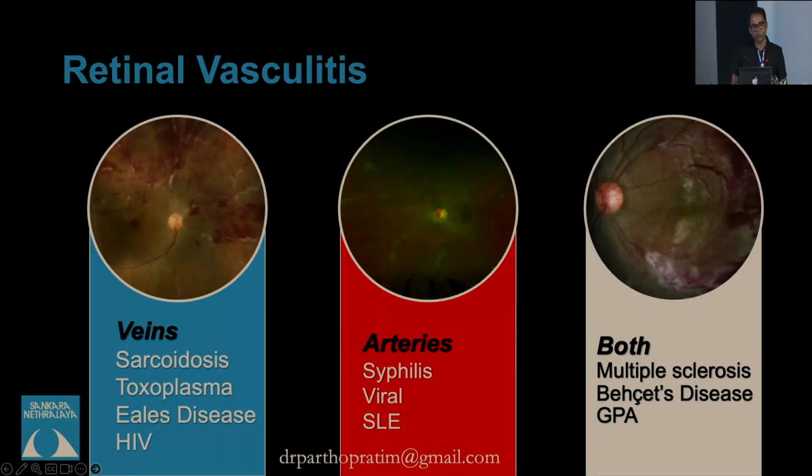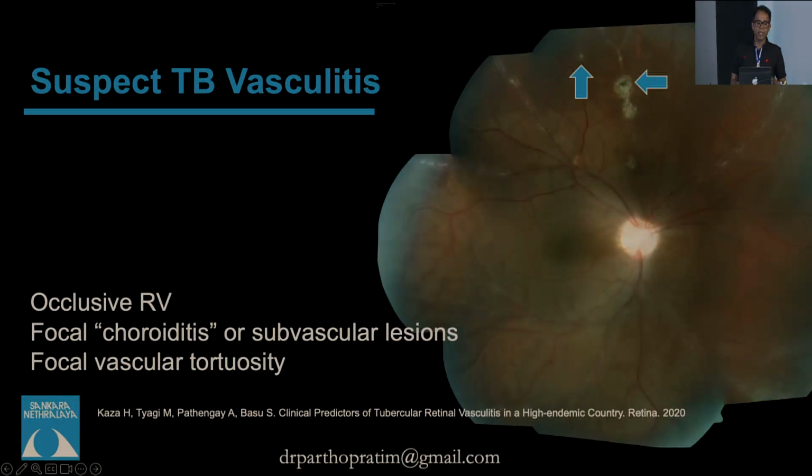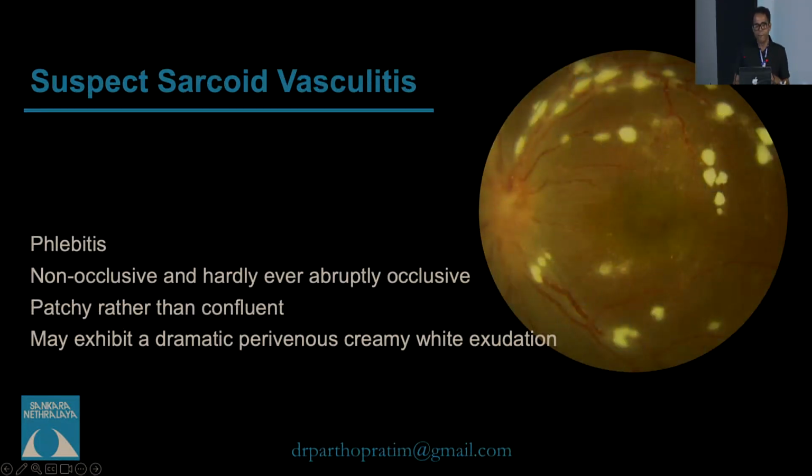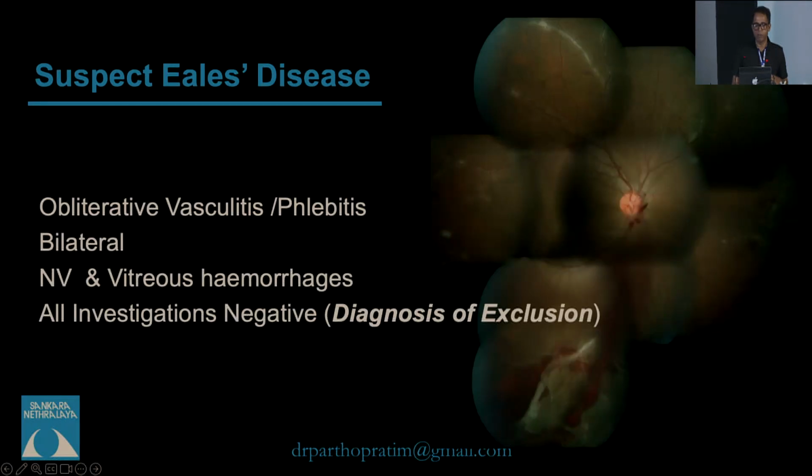Coming to retinal vasculitis, you have to differentiate that certain retinal vasculitis predominantly involves the veins, like sarcoidosis, toxoplasmosis, Eales disease and HIV. And you have to suspect tubercular retinal vasculitis if you see this kind of chorioretinal patches around the blood vessels. It is a characteristic sign of tubercular retinal vasculitis.